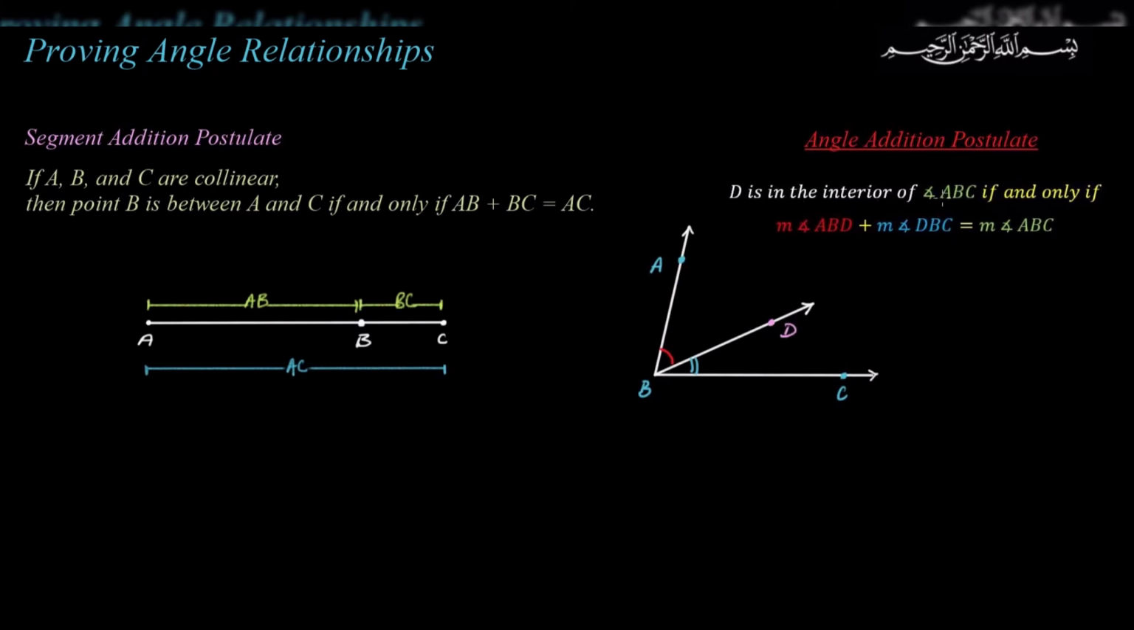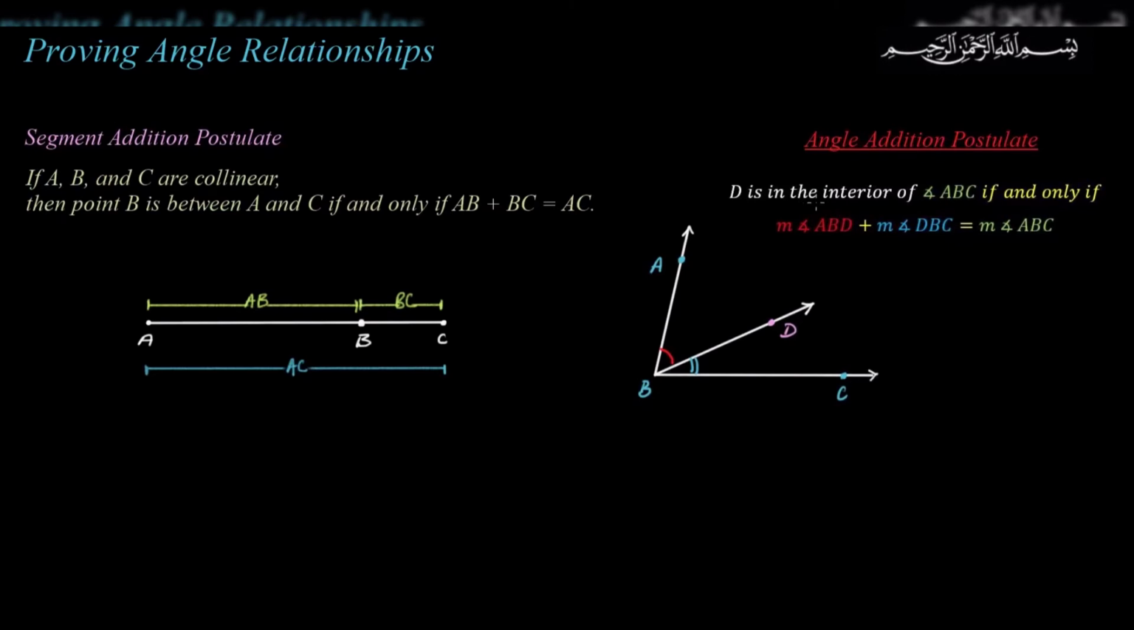Point D is in the interior of angle ABC. So D is in the interior of ABC. That's the big angle over here. So point D is in the interior of ABC if and only if, this is a biconditional statement, that means the original statement and its converse are true.